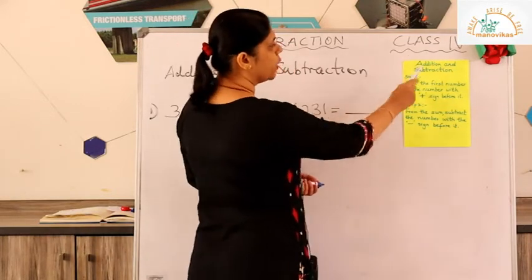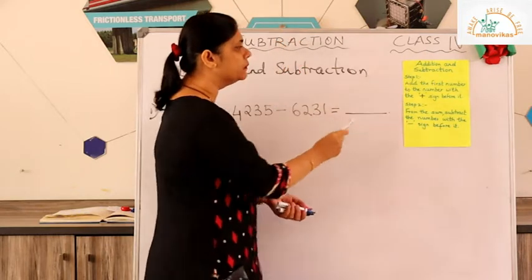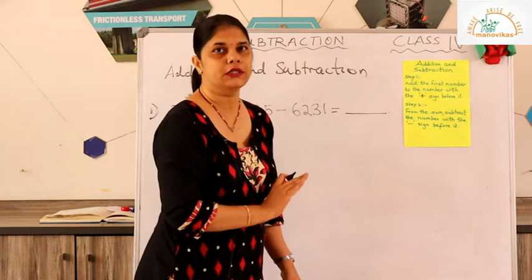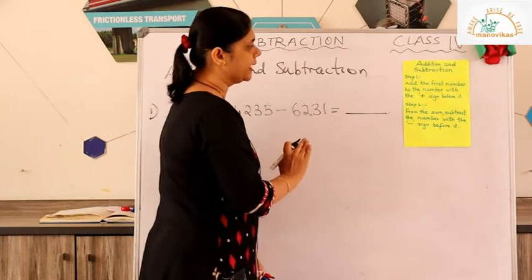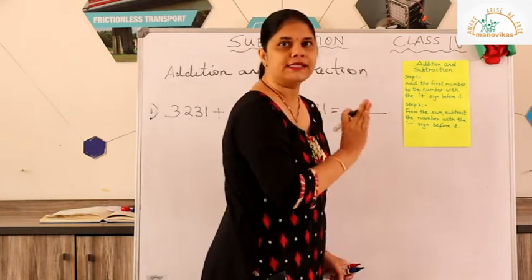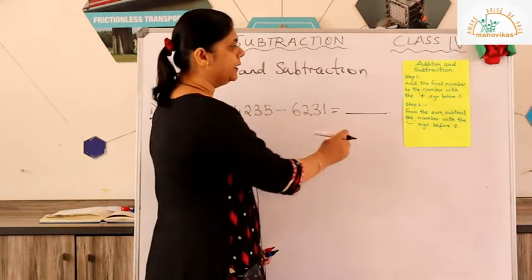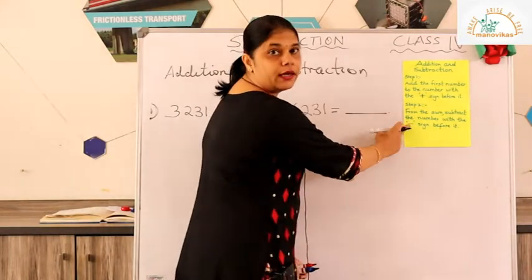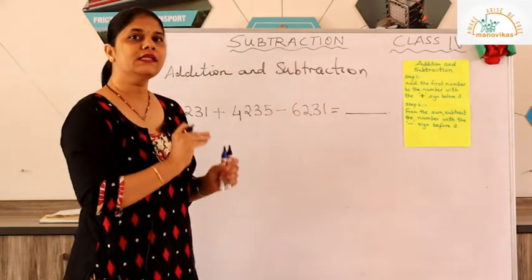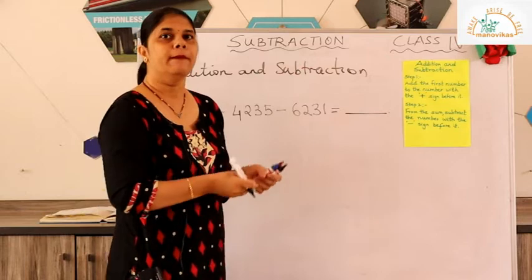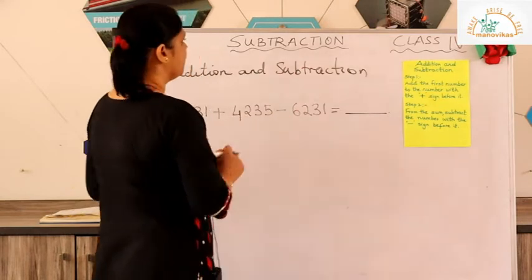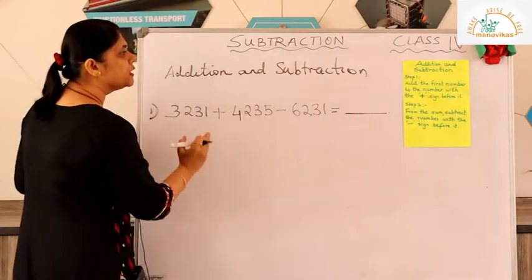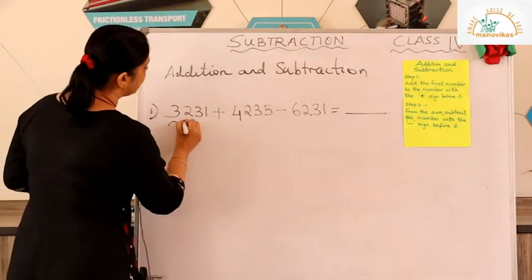In step 1, you have to add the first number to the number which has a plus sign before it. Okay, and in the second step, from the sum, you have to subtract the number which has the minus sign before it. Now, I'll explain what this means with the help of examples. Now, let us take the first example. According to the step 1, to the first number. Now, which is the first number here, children?